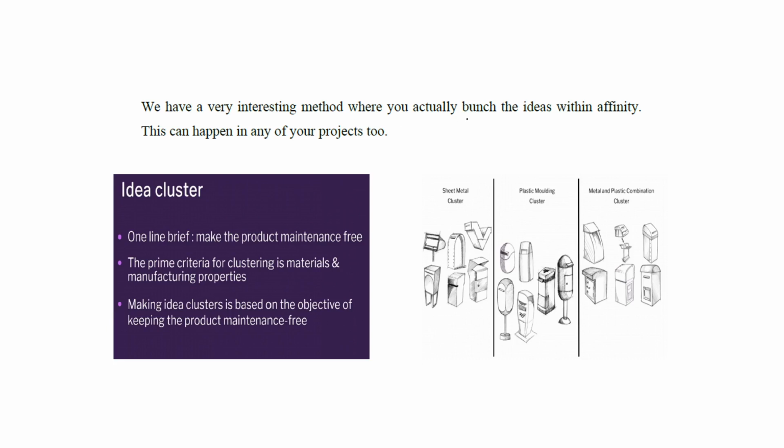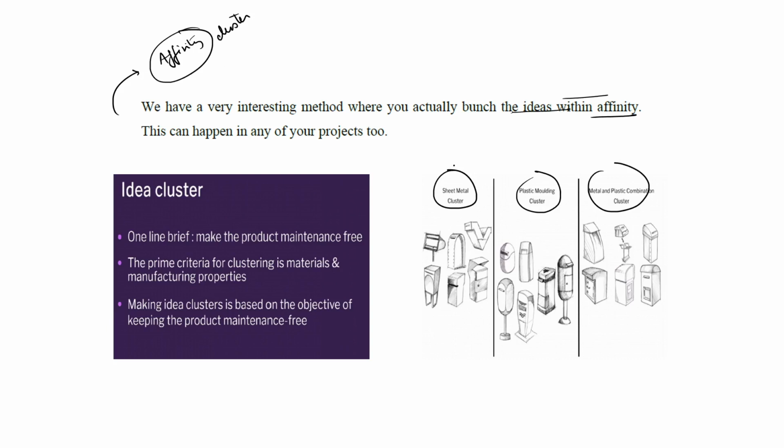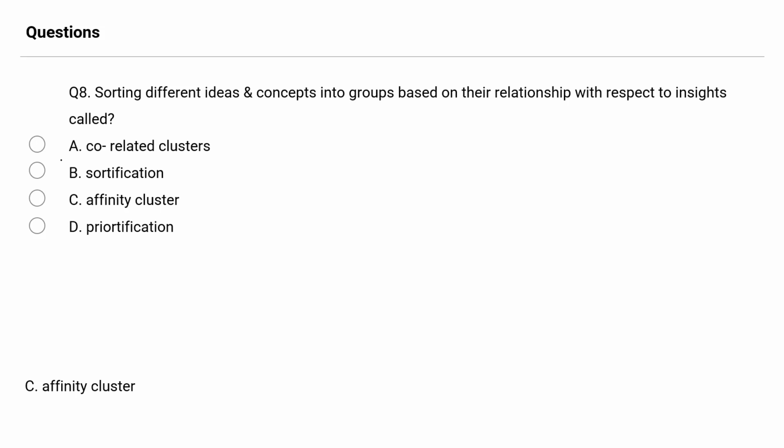We have a very interesting method where you actually bunch the ideas within affinity, and this can happen in any of your projects. So idea clustering is basically matching with affinity. So you do affinity clusters, and you can see here, they created three clusters based on their manufacturing: a sheet metal cluster, a plastic molding cluster, and a mix of both metal and plastic combination. So the three clusters based on the affinity they identified. So the correct answer is affinity cluster.